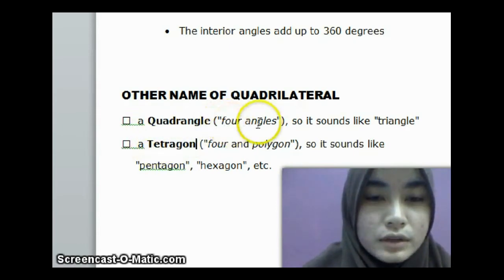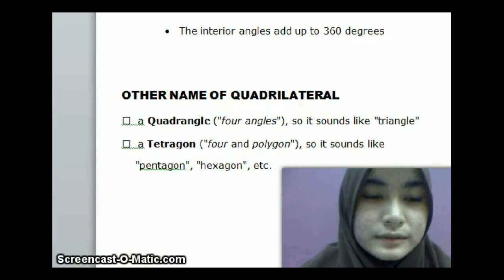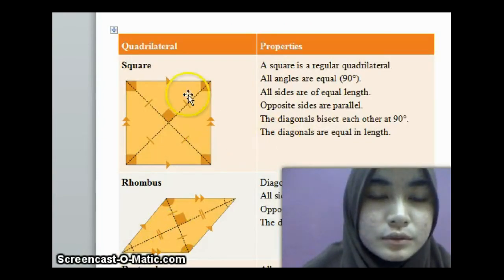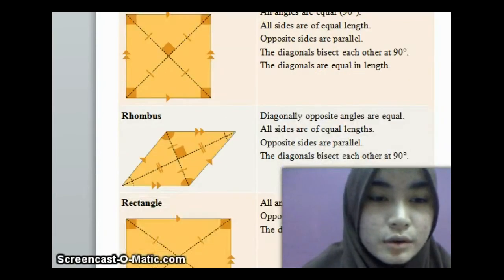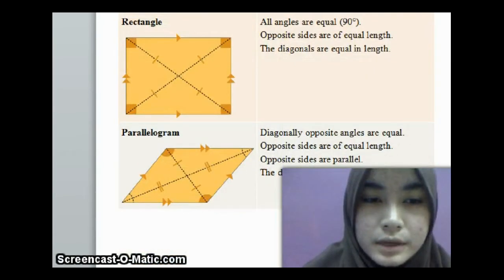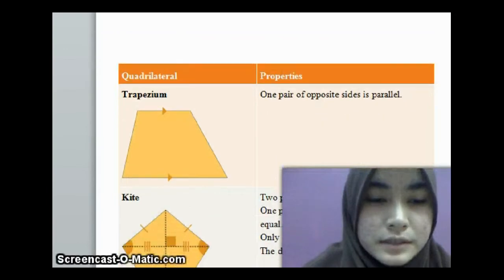And for your information, besides quadrilateral, there are two other names, which are quadrangle and tetragon. Quadrangle means four angles, so it sounds like triangle. A tetragon is four and polygon, so it sounds like pentagon, hexagon, and the other names of polygon. Now, let's take a look at the types of quadrilateral. We have square, rhombus, rectangle, parallelogram, trapezium, and kite.